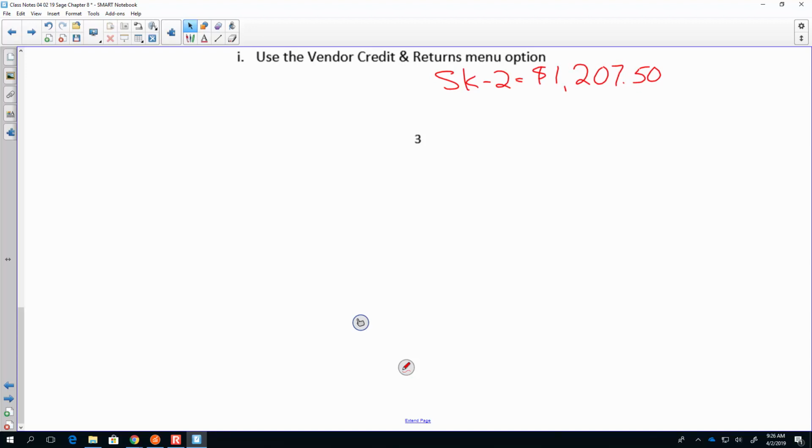$1,207.50. Is that right? Yes, it's 23 FIFO method, total cost $1,207.50. Can someone tell me what the 30.13 is? That's how much it is in your total inventory. The percentage of your inventory. Percentage of total, right? Yeah.